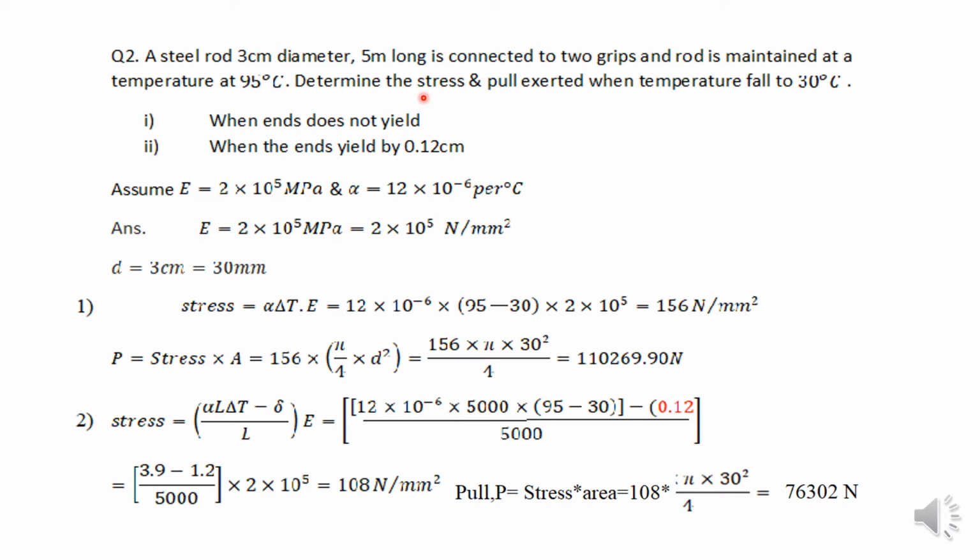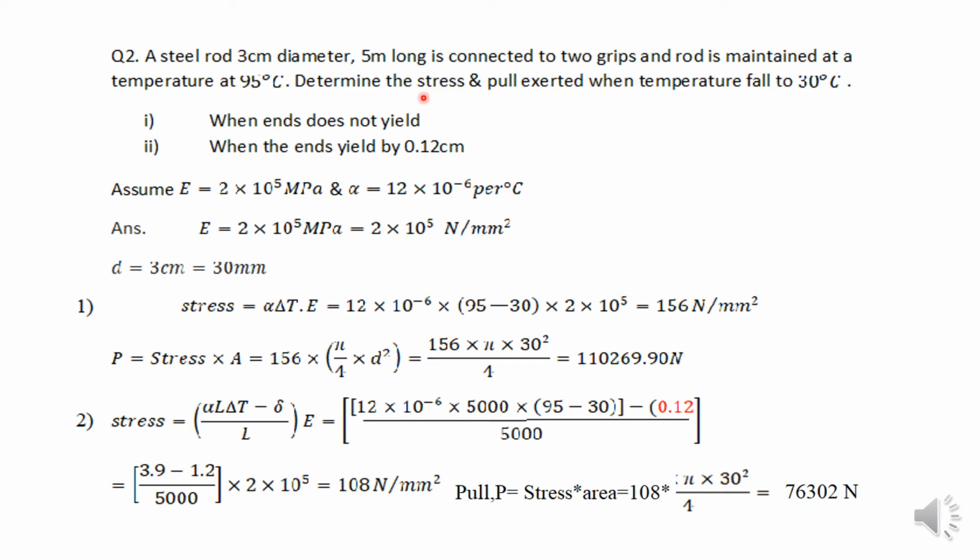So as the temperature decreases, some contraction occurs, and we have to find the values of that much stress and pull exerted on the steel rod, provided with two conditions: first, when the ends do not yield, and second, when the ends yield by 0.12 centimeter. So when the ends do not yield, we don't need to consider that yielding. So we can consider the total contraction by taking the temperature reduction.